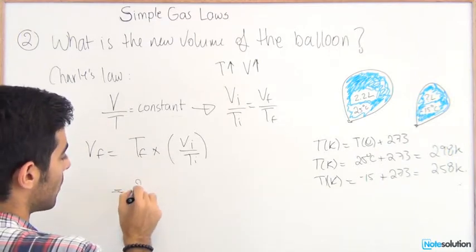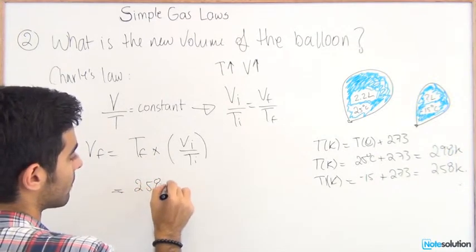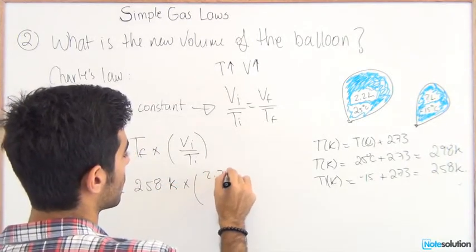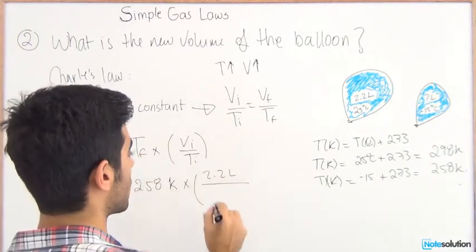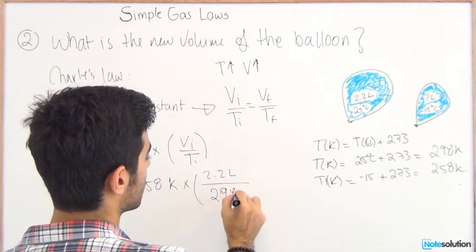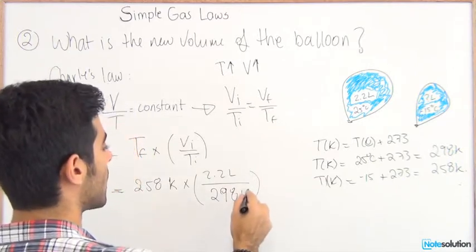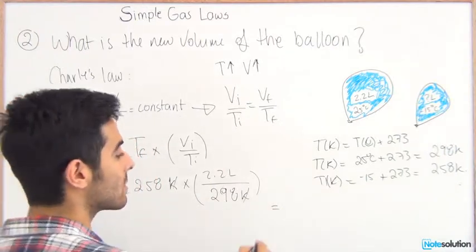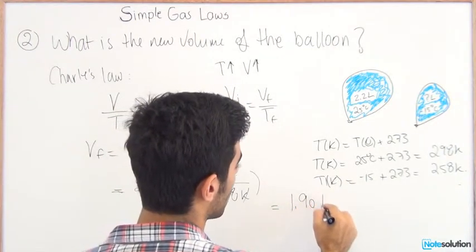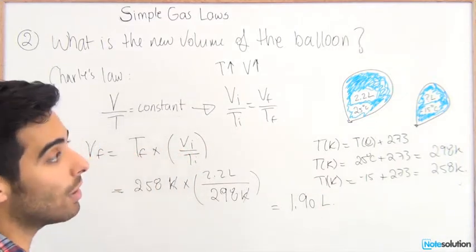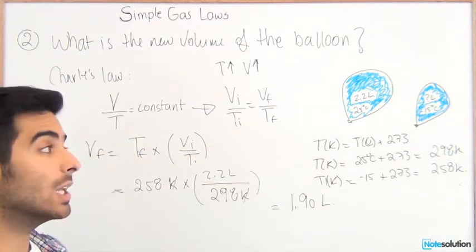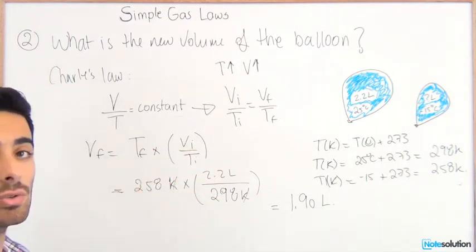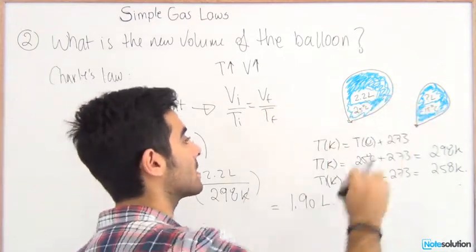The temperature final is 258 Kelvin times volume initial, which was 2.2 liters, over temperature initial, which was 298 Kelvin. So if you do the calculation, you get rid of the units and you're left with liters. If you do the calculations, you would end up with 1.90 liters. So now we know that the volume got reduced by 0.3 liters, and this explains why the balloon shrank from 2.2 liters, or from this size to this size over here.